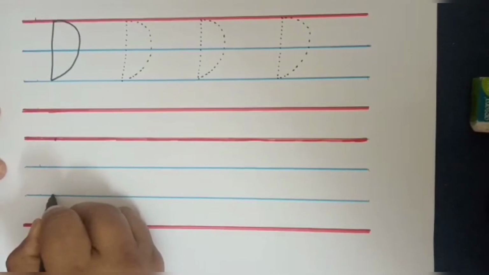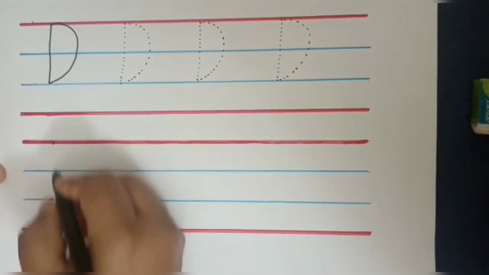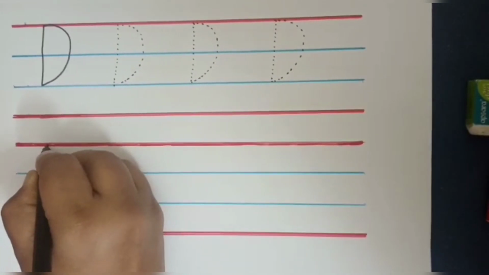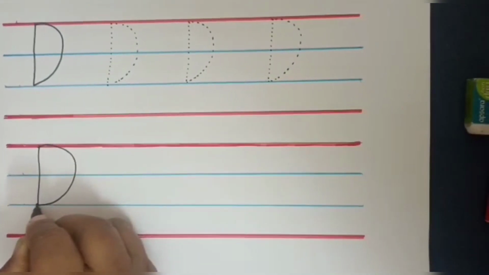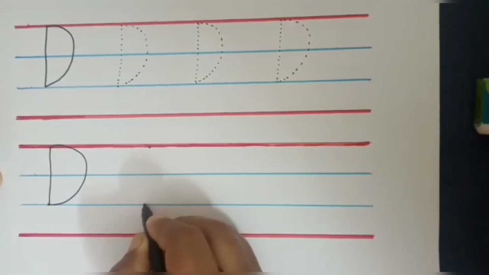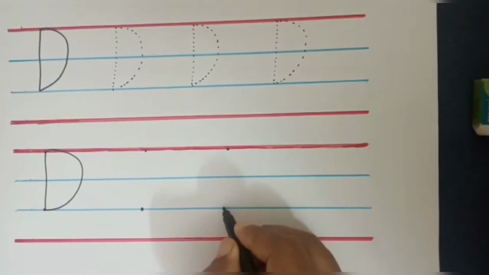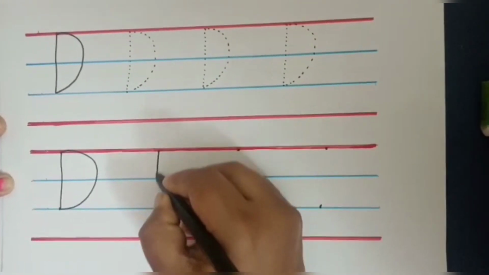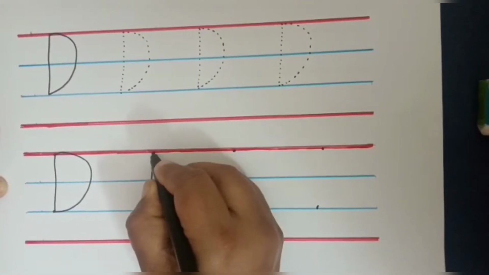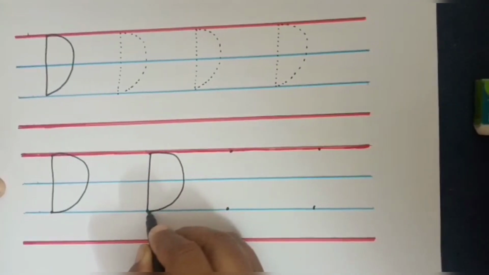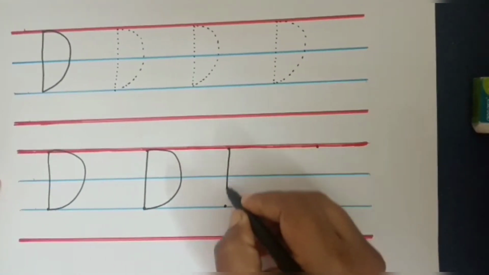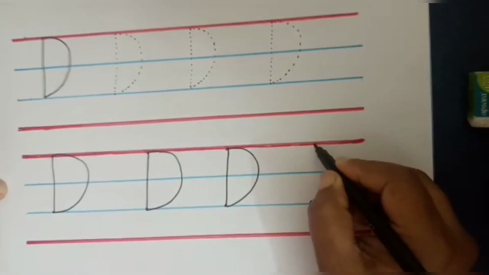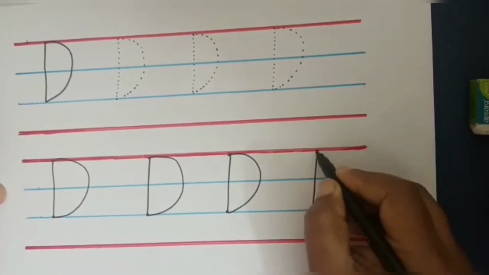Next we can give two dots like this from red line to blue line, and ask the child to draw one standing line and one close curve. D sounds D. What D sounds? D sounds D. See here, one standing line, that is from red line to blue line, and one close curve. D. Should say and write D. D sounds D.